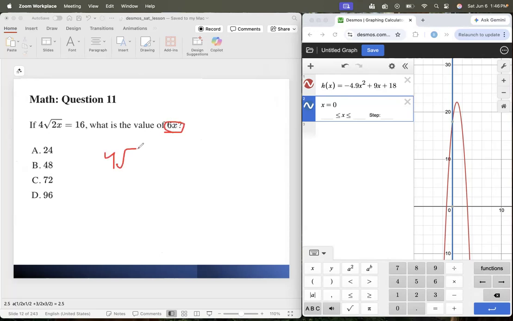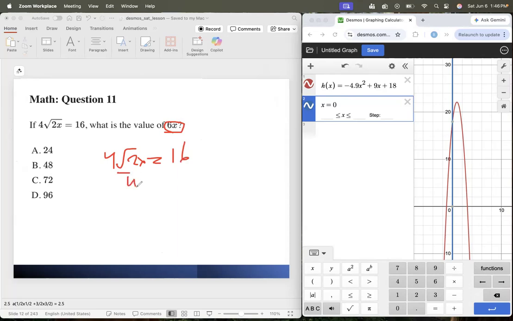I have 4 times the square root of 2x is equal to 16. You can put this in Desmos, but you have to break down the equation. But look, this is a simple algebra, common sense question. Just solve it by hand. You don't need any calculator to do this for you, right?